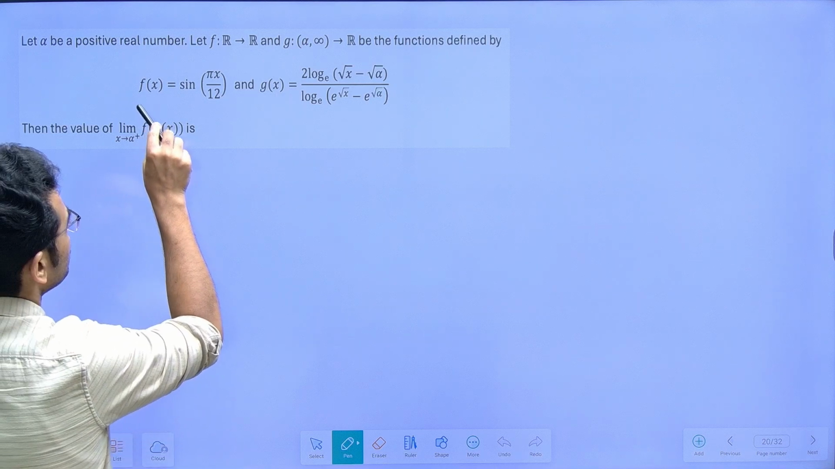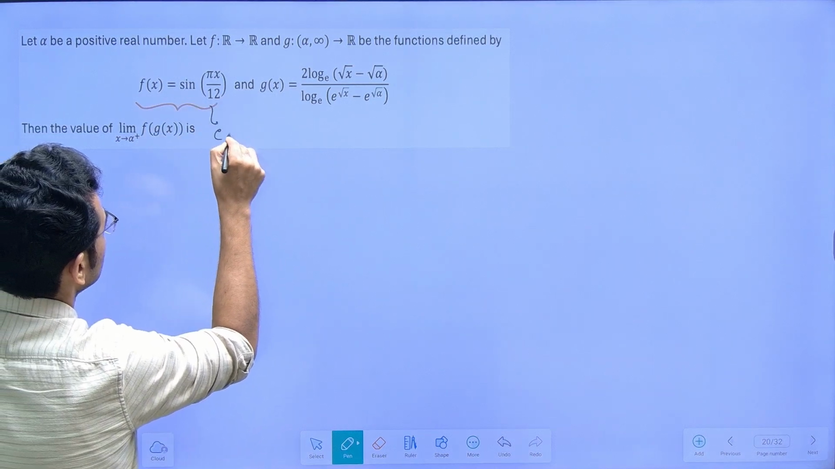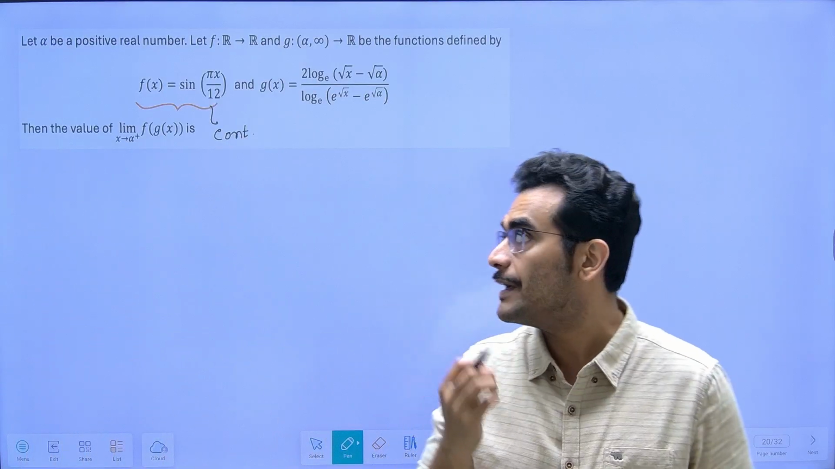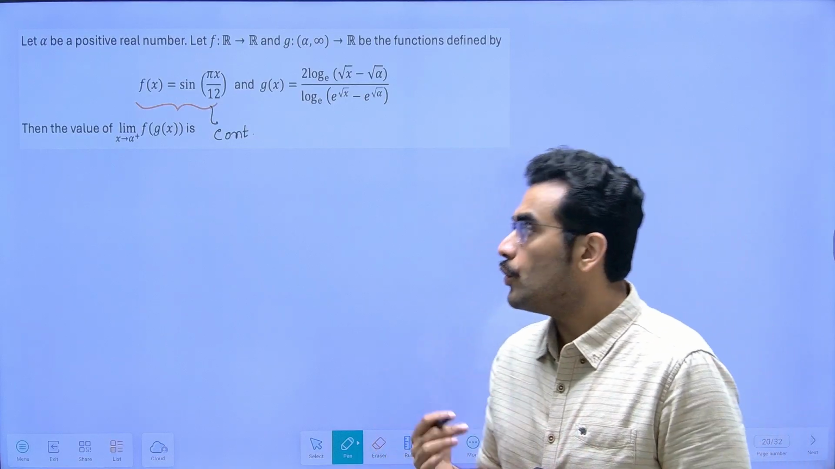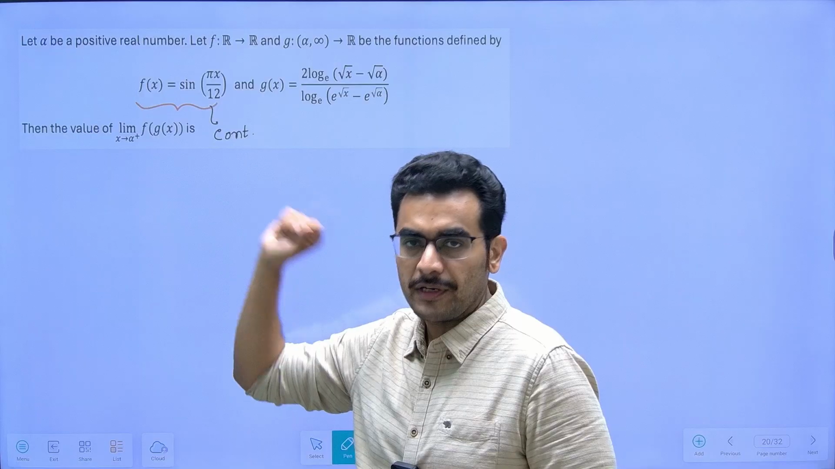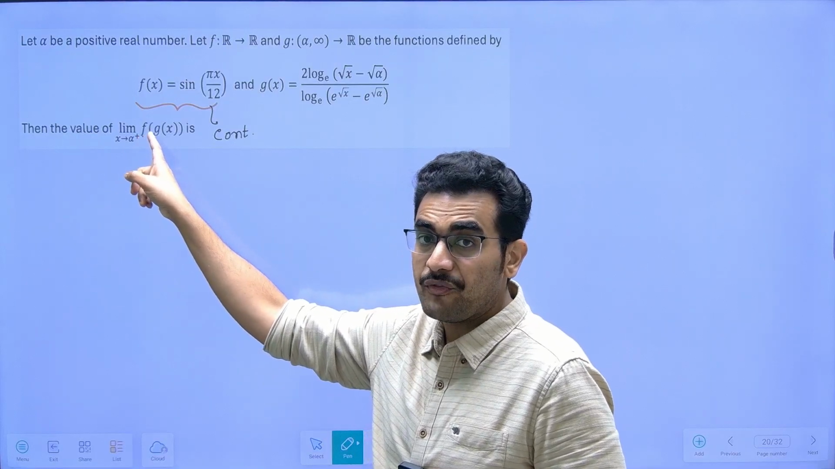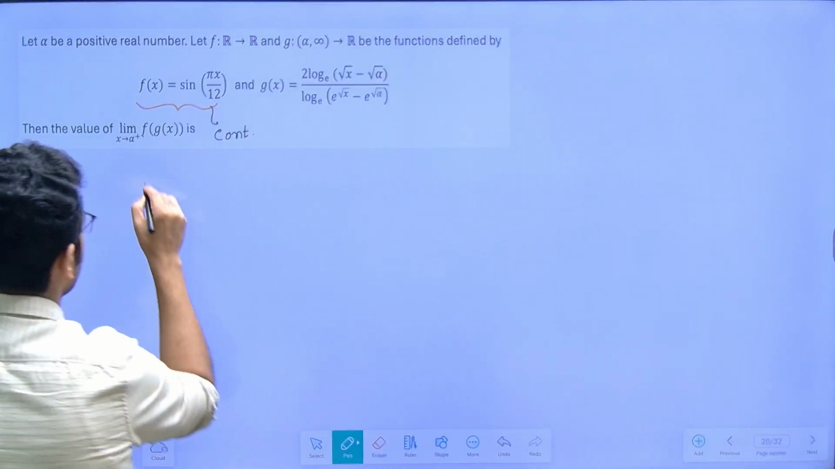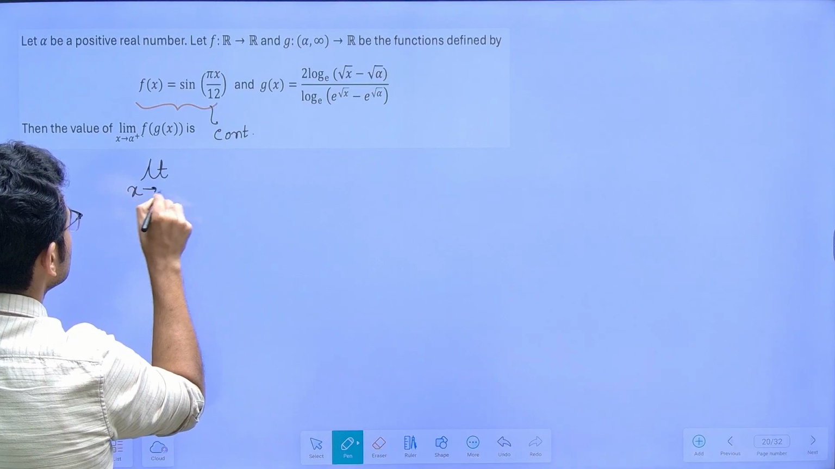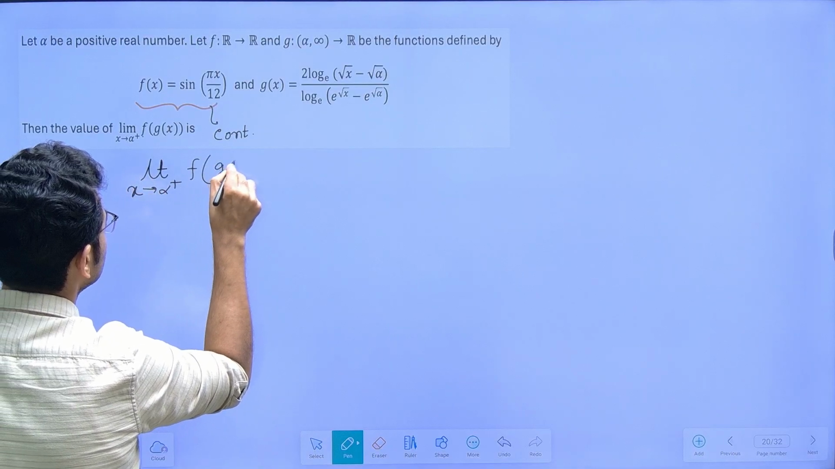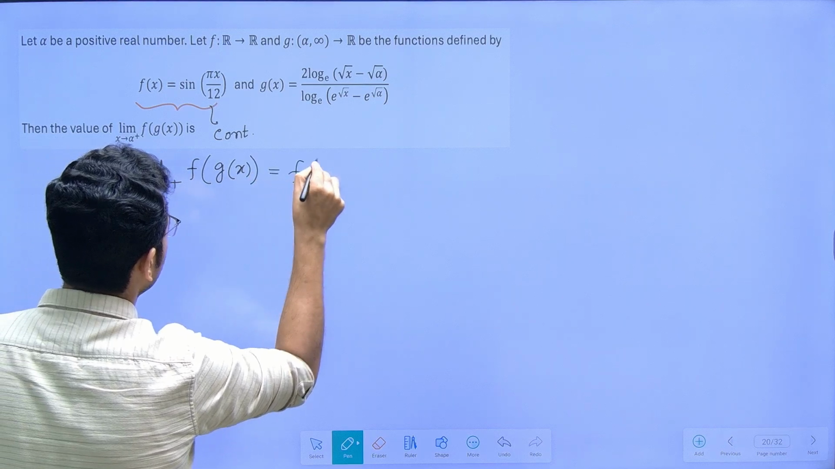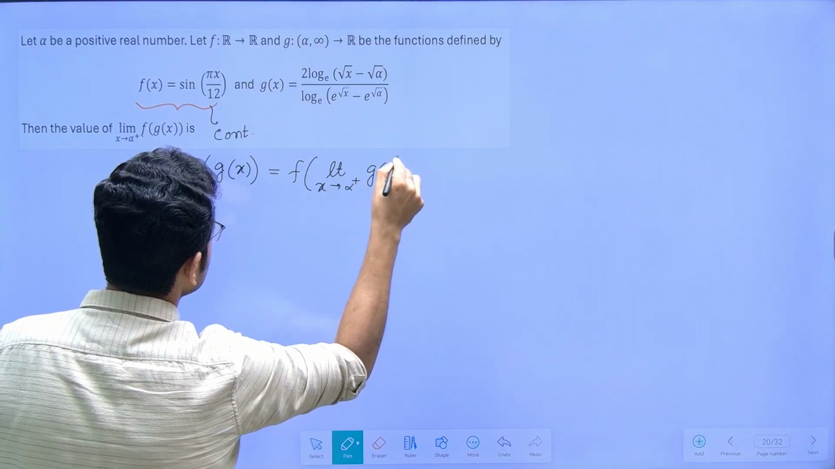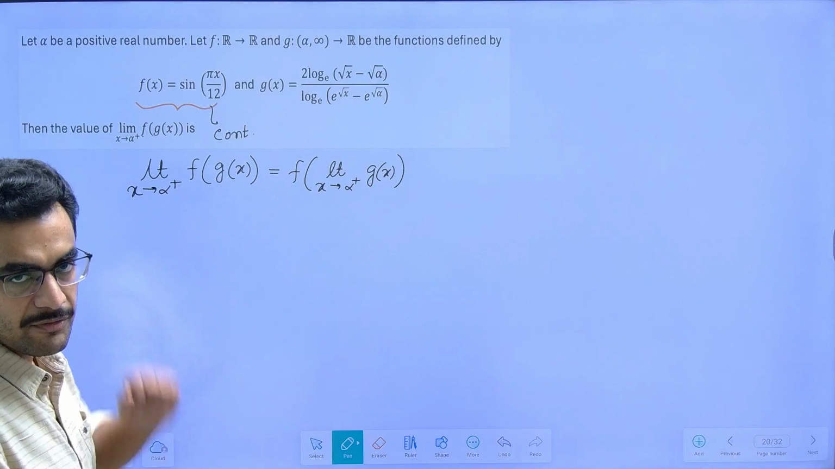Now you see that f(x) is definitely a continuous function, because it is a sine function, sine(pi x / 12). So it must be continuous. And we know that when we calculate the limit of a composite function, if the outside function f is continuous, then I can transfer the limit inside the function. That means in this problem, the limit as x tends to alpha plus of f(g(x)) is the same as f of the limit as x tends to alpha plus of g(x). I can transfer the limit inside because the outside function is continuous.